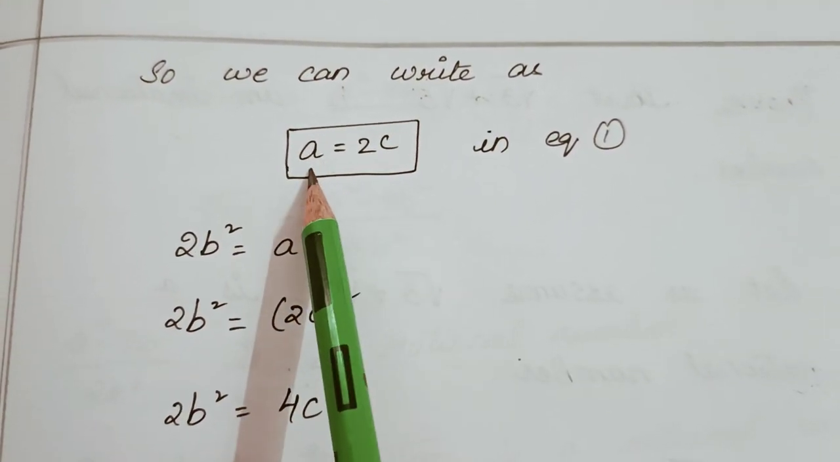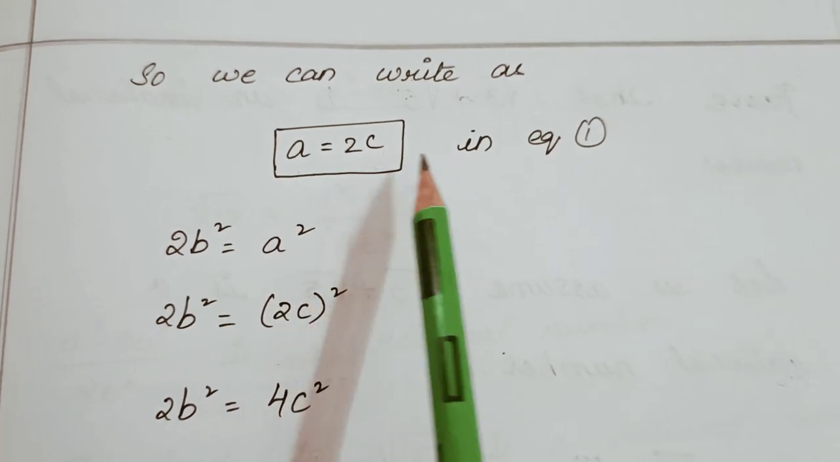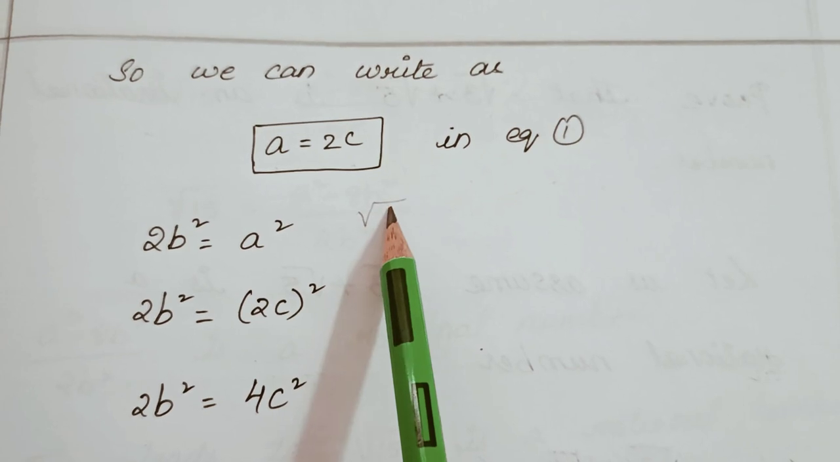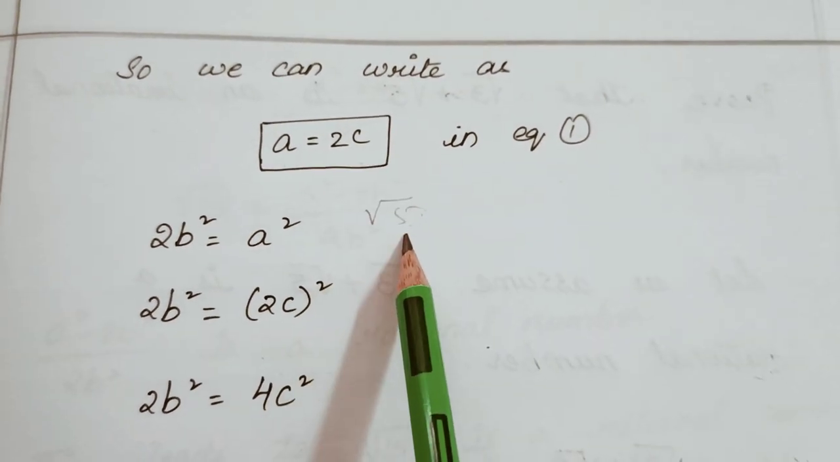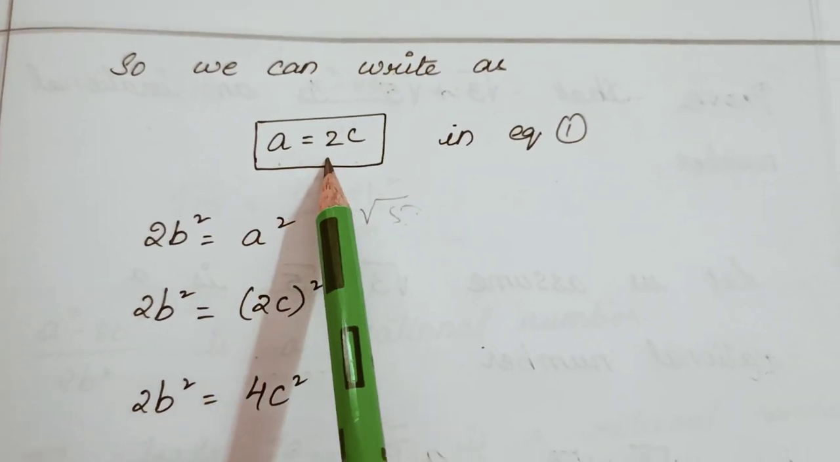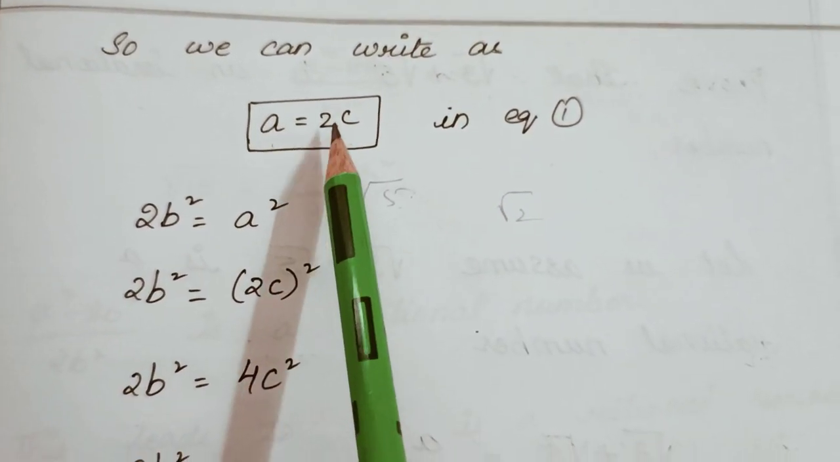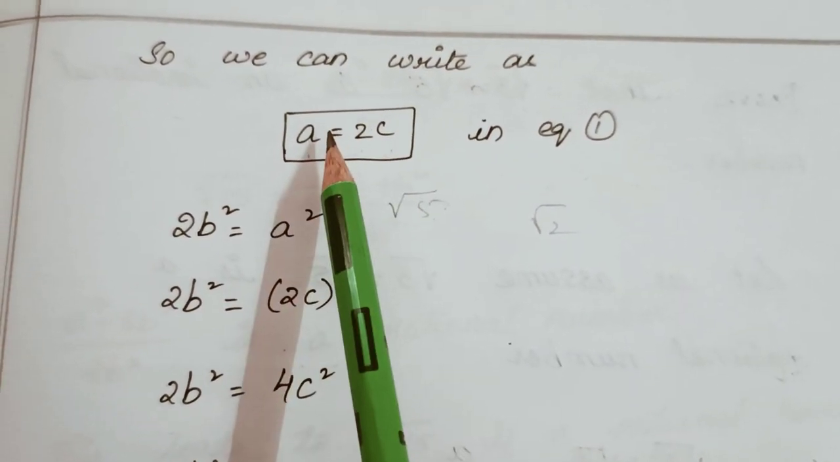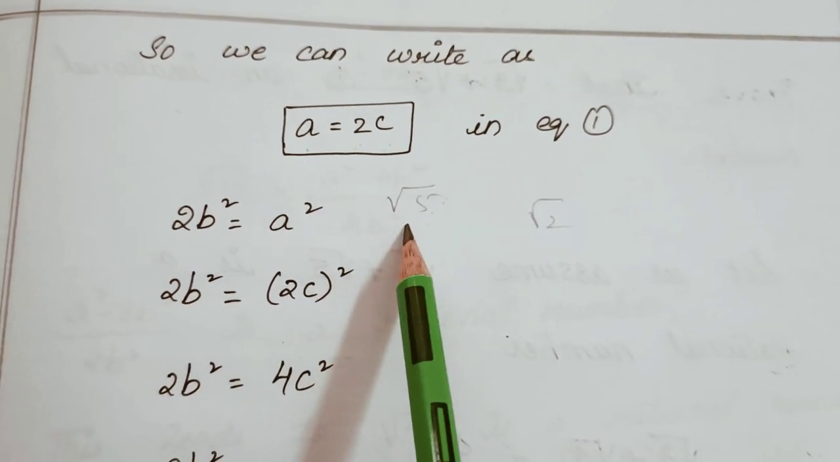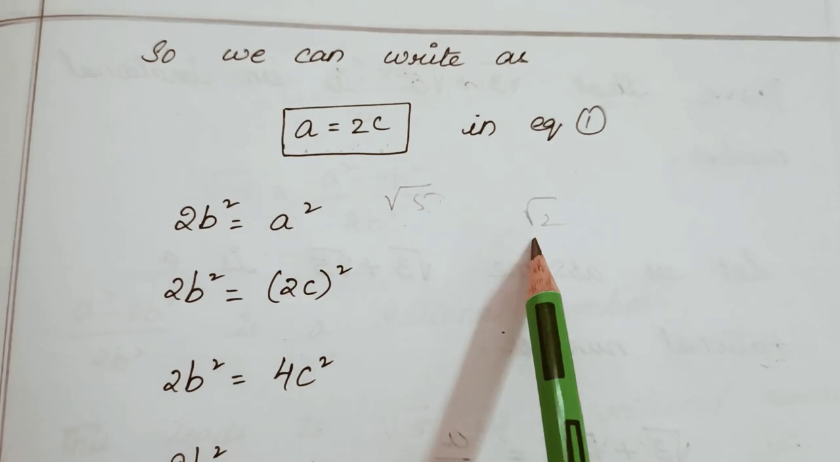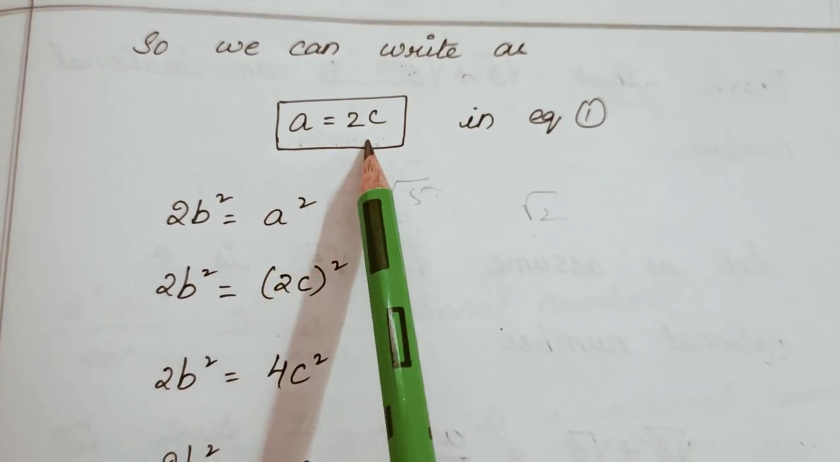So in place of a, we have to substitute 2c in the first equation. For example, if the question is root 5, you have to write a is equal to 5c. Our question is root 2, so we are taking 2c. So this is the difference. For root 5 is irrational, we take a is equal to 5c. For root 2, we take a is equal to 2c.